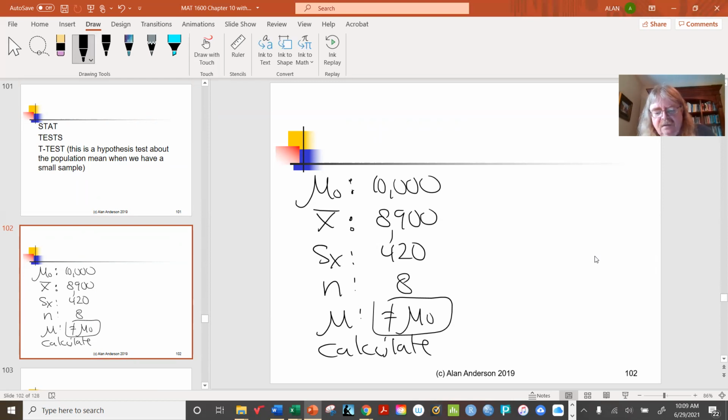And so we have 10,000, 8,900, 420, 8, and two-tailed. Now, this time we ran into an interesting situation.